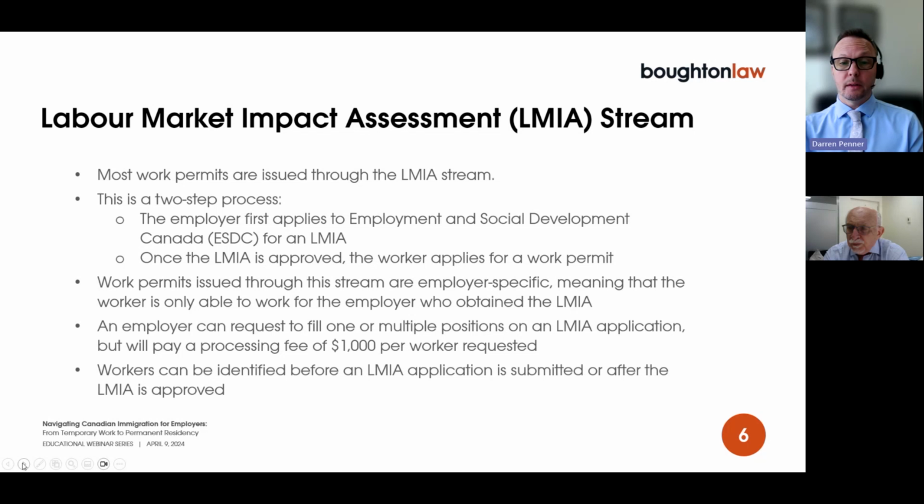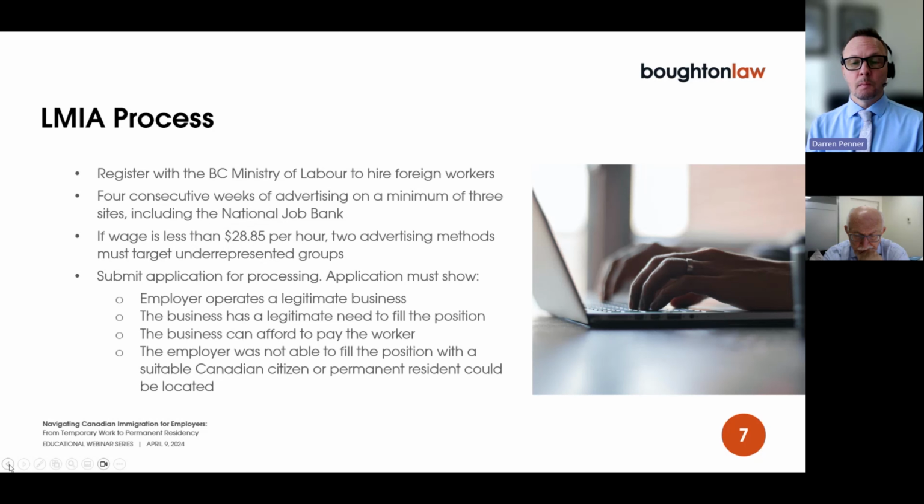So if you're asking for 5 workers, it's going to be a $5,000 processing fee for that. As I mentioned, workers can be identified both before and after an LMIA application is submitted. There are a few different LMIA streams, and I'm not going to talk much about that because we just don't have the time and I don't think it's relevant. But generally speaking, if you are submitting an application for an LMIA through the high wage or low wage LMIA streams, you can leave it unnamed. And then once the LMIA is issued and you start identifying your workers, you can just write into Service Canada and say, yeah, we have somebody for this spot. And they'll send you back a quick document that has the worker's name, and then the worker can use that to apply for the work permit.